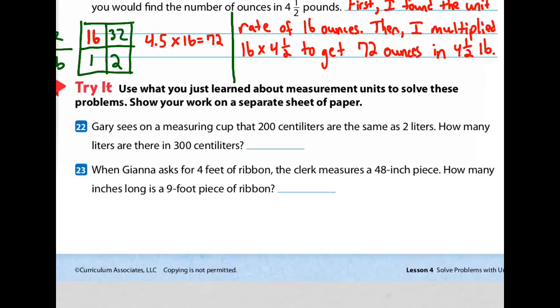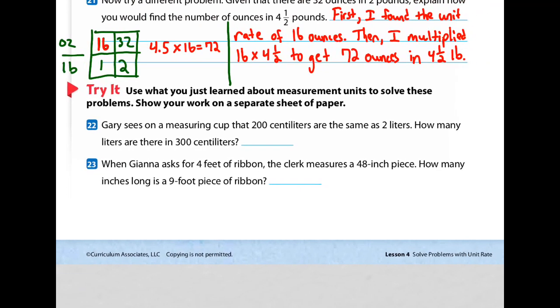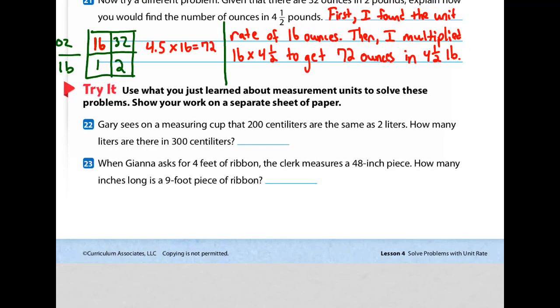We have 22 and 23 to work on. So we're going to do one at a time, and you can use any strategy you want, but think of maybe doing the ratio table, or if you want to find the unit rate and then multiply. Whatever works better for you. You could do a double number line as well. So let's read the directions and get you started. Use what you just learned about measurement units to solve these problems. Show your work on a separate sheet of paper. If you could fit it on this page, that's fine as well. So we'll read 22 and we'll have you start.